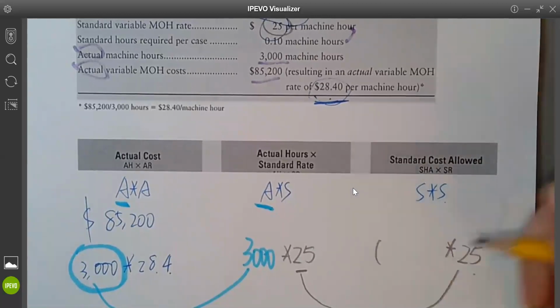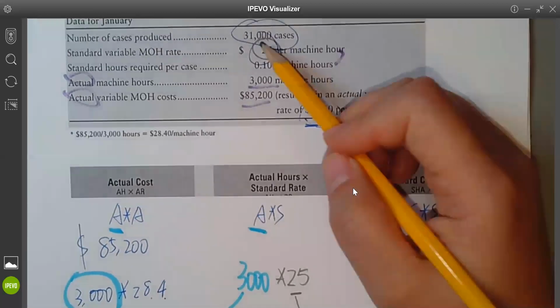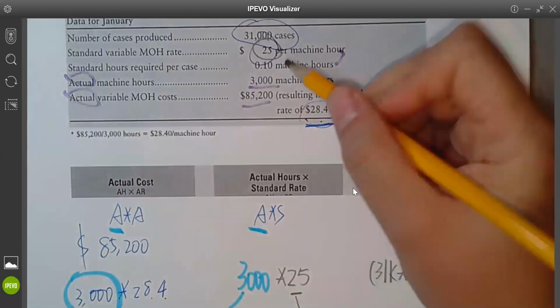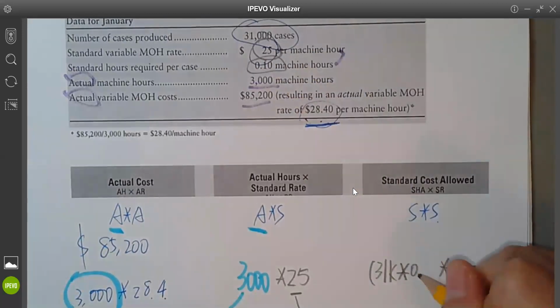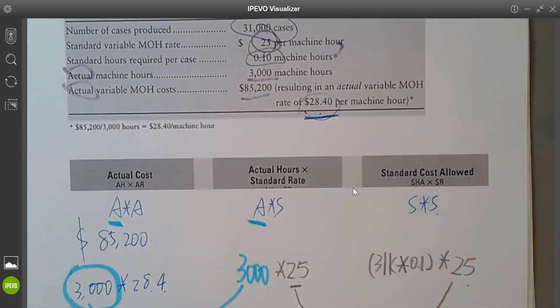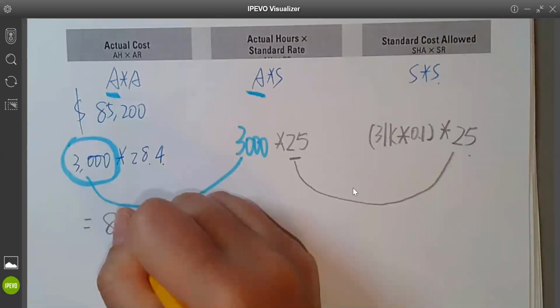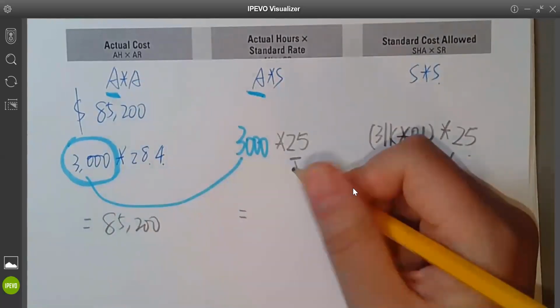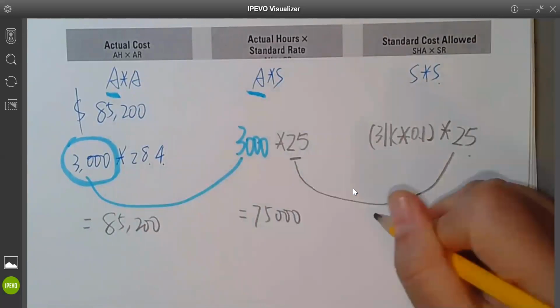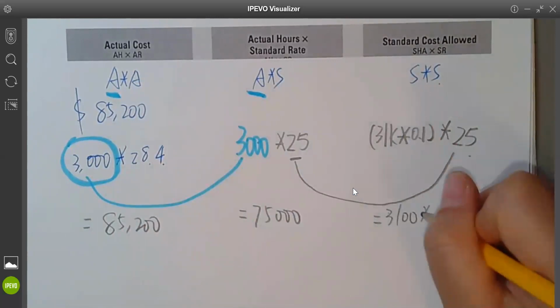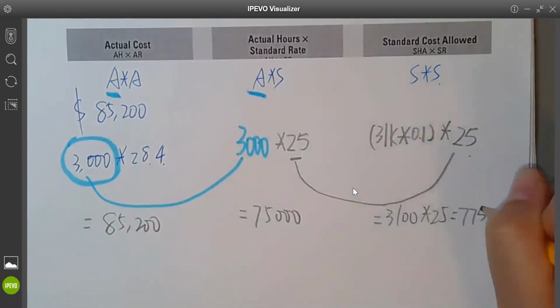And then what's the standard manufacturing overhead, the machine hour? Totally, we produced 31,000 units. And then based on the standard, 1 unit costs 0.1 hour of machine hour. Okay, so now you can look at all the numbers, right? So this one already told you is 85,200. This one, if you do the number, it will be 75,000. This one, if you do the number, will be 3,100 times 25 gives you 77,500, right?